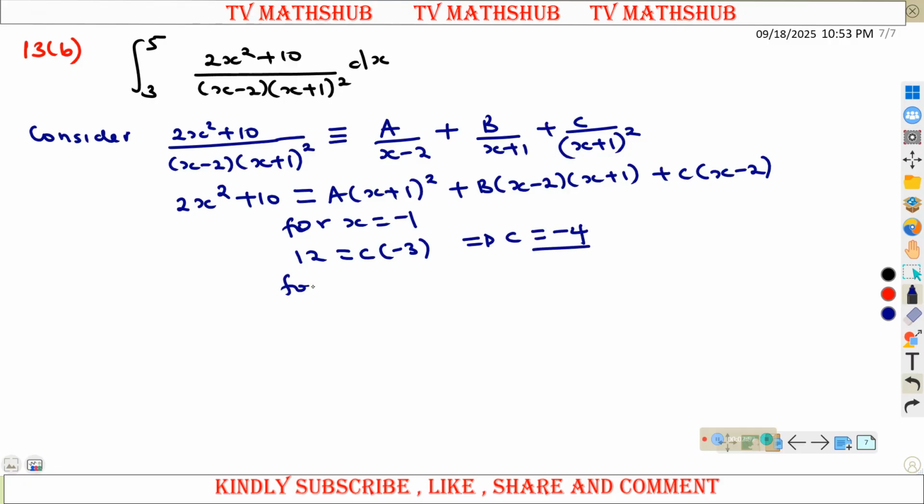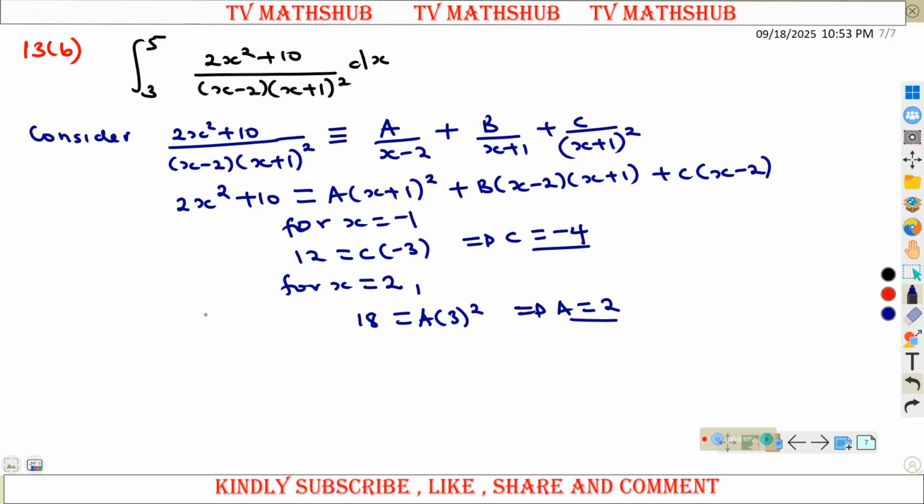Next we shall put x equal to 2, since we need to eliminate this. When you put 2 here, this is 2 times 2 squared, that is 8, plus 10, that will be 18, which is equal to, so this will be out, this will be out, a into 3 squared. So this implies that a is 18 divided by 9, which is 2.